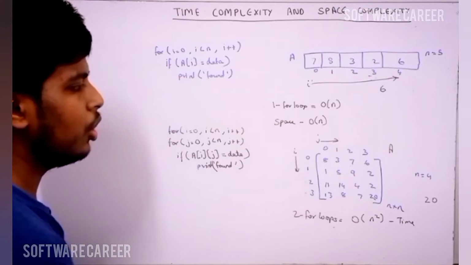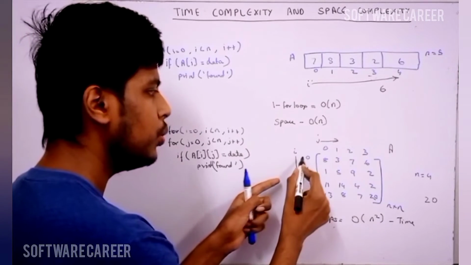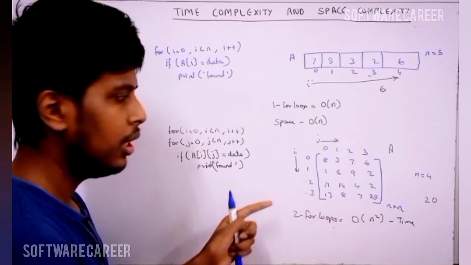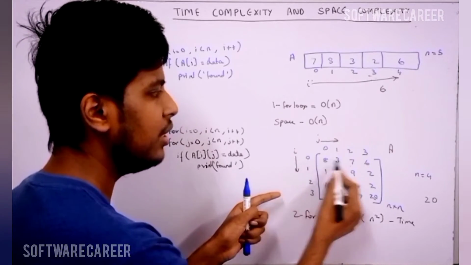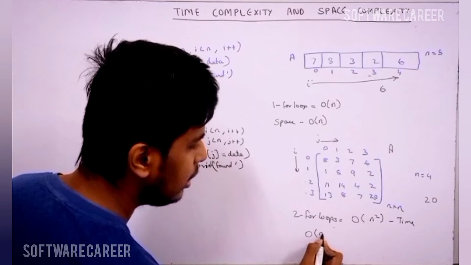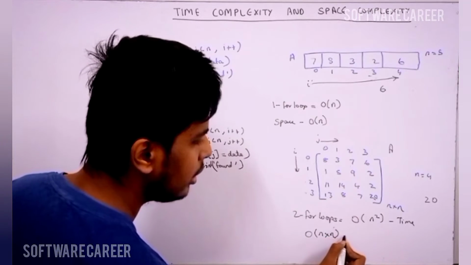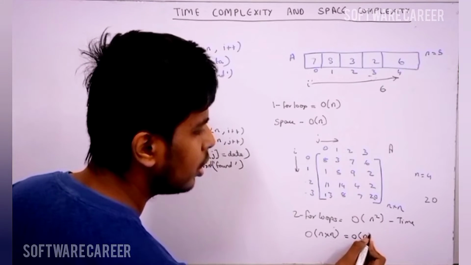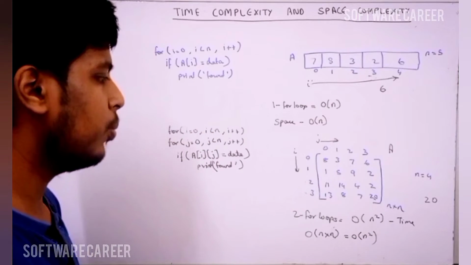So how much time did you take here? You have n number of rows. In n rows you will travel n columns. So the time complexity is O of n into n, that is O of n square. This is how you find the time complexity.